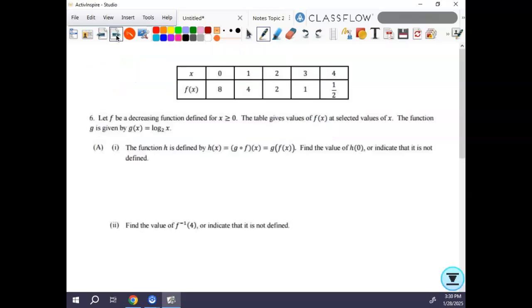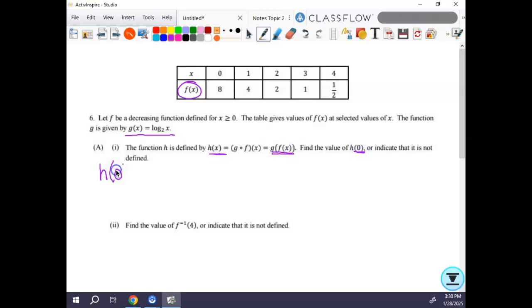All right, let f be a decreasing function defined for x greater than or equal to 0. We have selected values of x, which means there's other stuff going on. And then it gives you g, so this is f, this is g, two different things, okay? So h is defined as g of f of x. I'm just going to write that down. I want to find the value of h of 0.